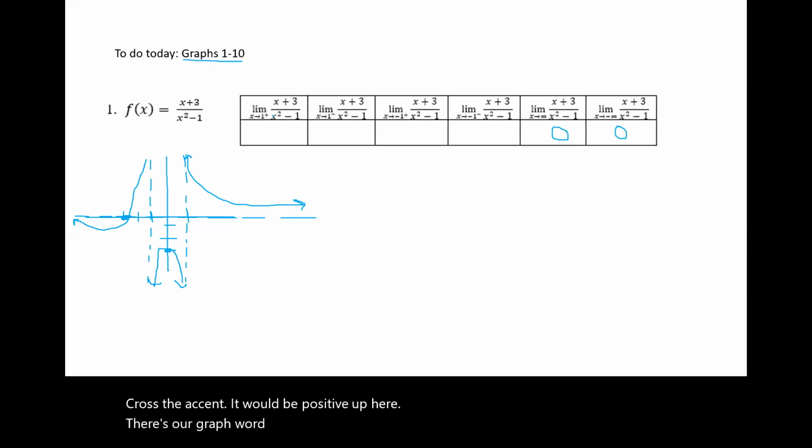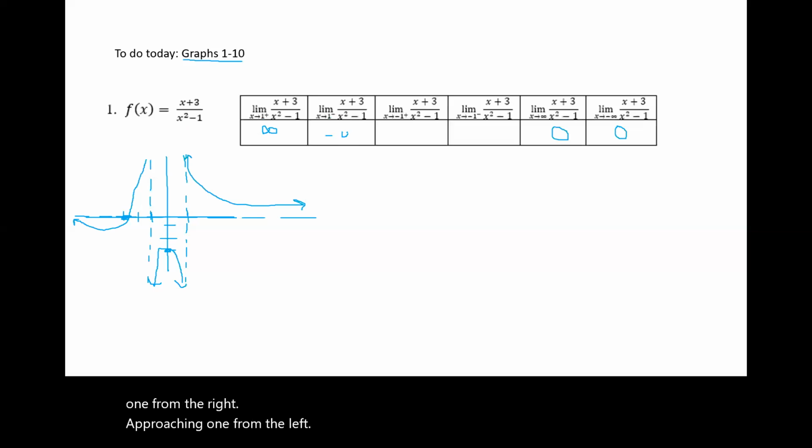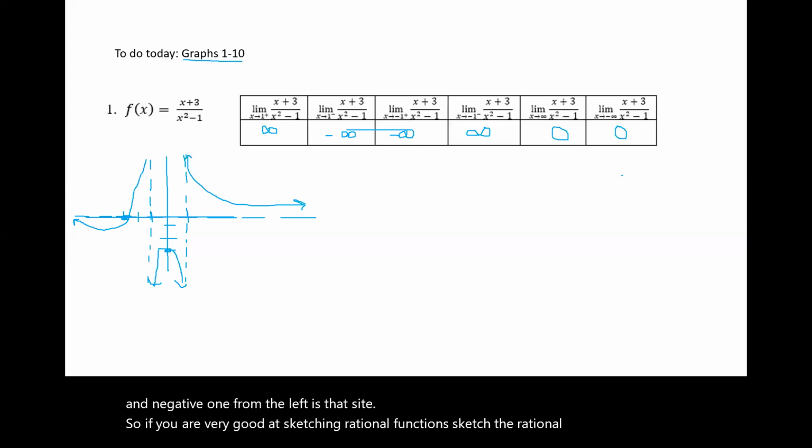You can then fill in your limits. So if you are really, really good at sketching rational functions, you can just pick up your limits from there. Approaching 1 from the right, approaching 1 from the left, approaching -1 from the right, approaching -1, sorry, got that one wrong. -1 from the right is this side, and -1 from the left is that side. So if you are very good at sketching rational functions, sketch the rational function, fill in the limit from there.